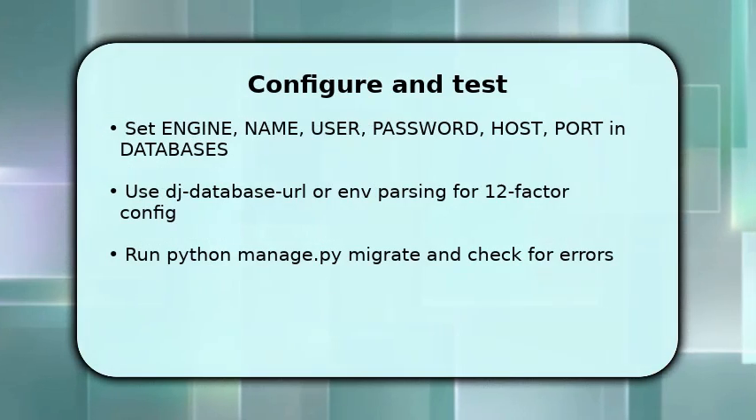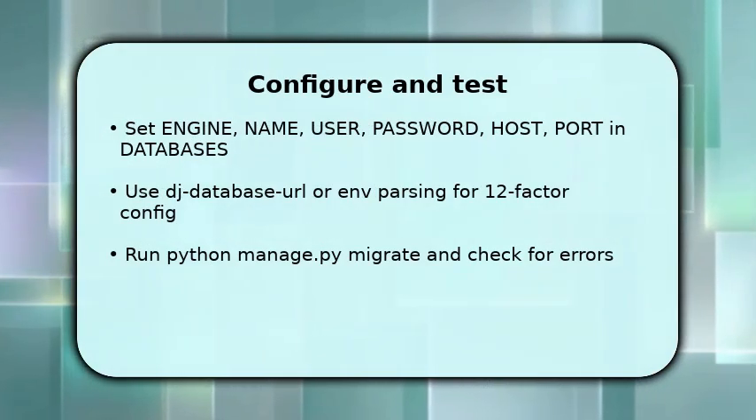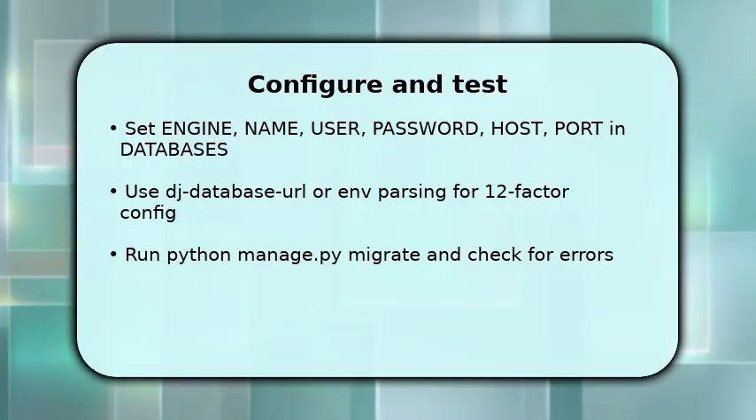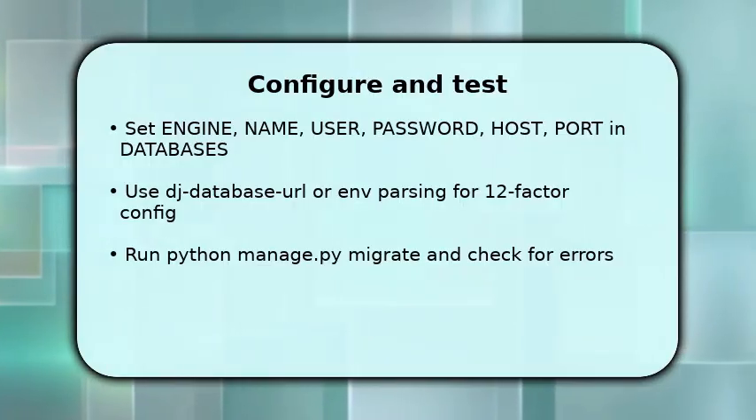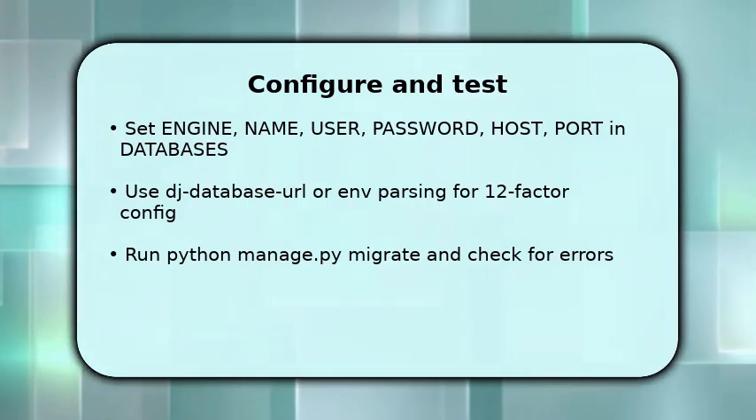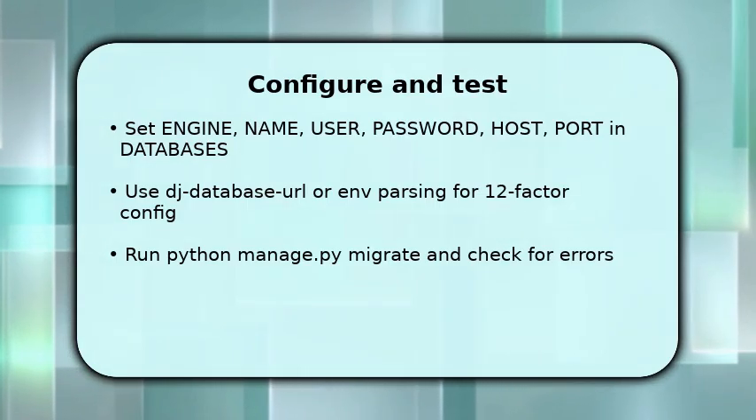Now configure the database's mapping. Set ENGINE to django.db.backends.postgresql or mysql, then NAME, USER, PASSWORD, HOST, PORT. Use os.environ or dj-database-url to parse a single database URL so deployments match local.